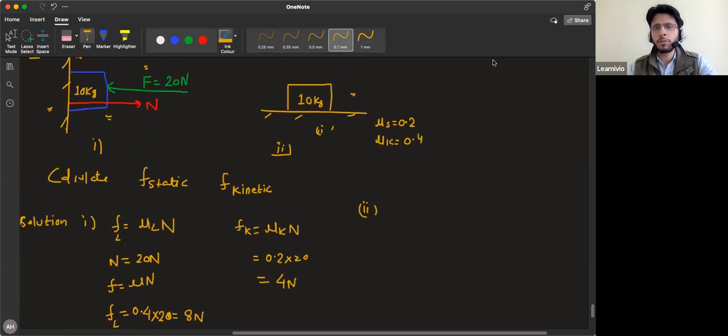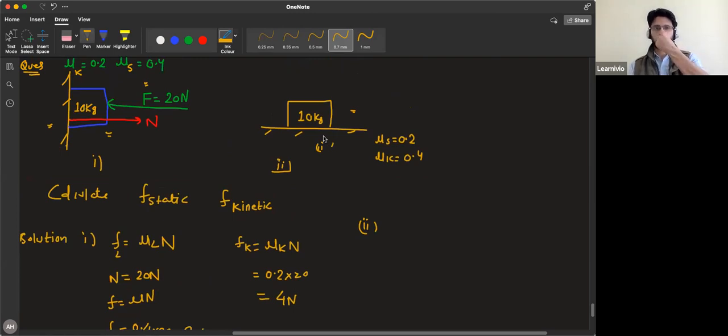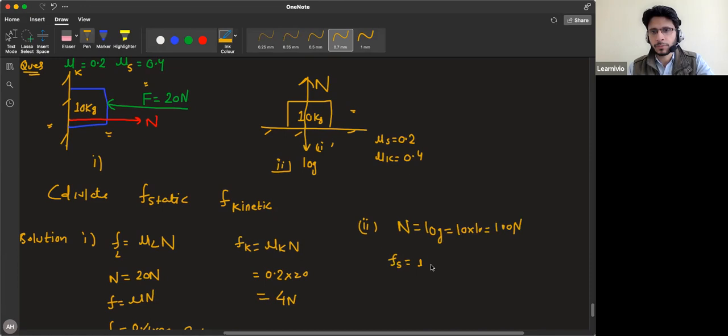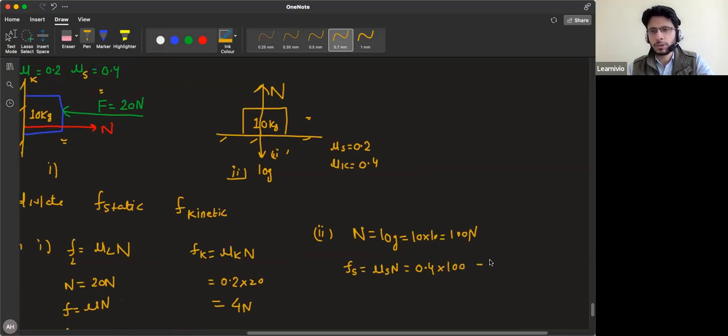In the second part of the question, Adriel, how much is the normal reaction in this case? No, see, this is the weight which is acting in the downwards direction. The surface is exerting a normal reaction over here, which is balancing the weight of the body. So the normal reaction will be equal to the weight of the body, which is 10 into 10, equal to 100. Now you can calculate static friction, which is equal to mu s multiplied by N. How much is mu s? It's 0.4 multiplied by N, which is 100. So this will be equal to 40. Force of kinetic friction is mu k multiplied by N, which is 0.2 into 100, equal to 20.